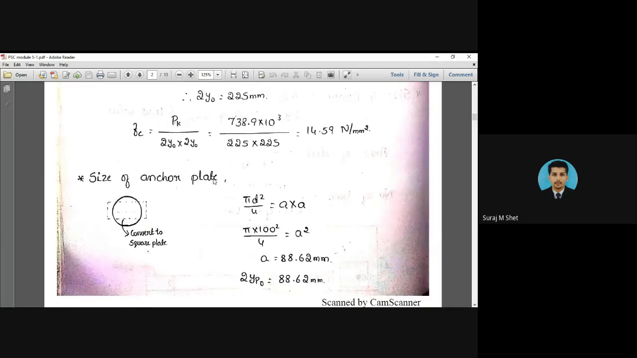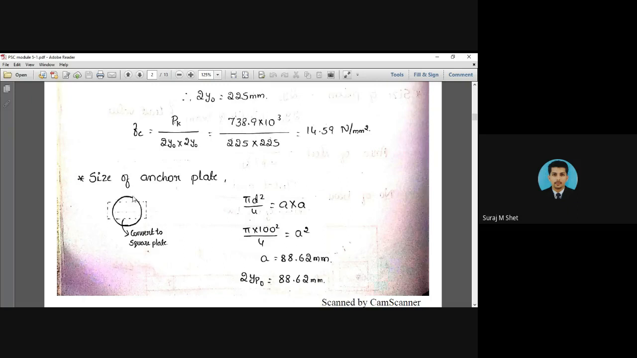Don't confuse. The size of the anchor plate will be denoted by 2 times of yp naught. P indicates anchor plate. So this anchor plate is circular, having 100 diameter. So what is the area of the anchor plate? Pi by 4 into d square. To calculate the size of the anchor plate, I convert this circular plate into a rectangular plate. I can assume the circular plate as a rectangular one.